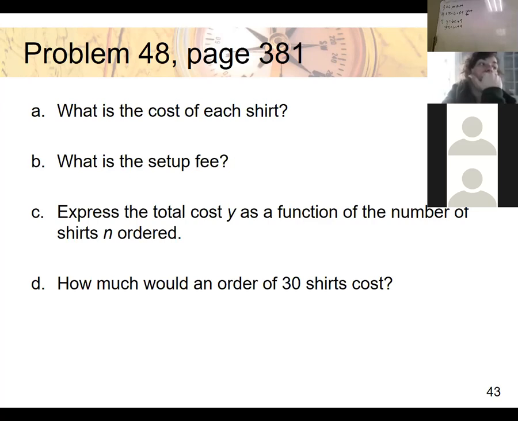And then finally, part D, how much would an order of 30 shirts cost? N is the number of shirts. So 30 shirts, we just substitute n with 30. So it'd be 6 times 30 plus 9. It'd be 180 plus 9, or 189. So the cost for 30 shirts would be $189.